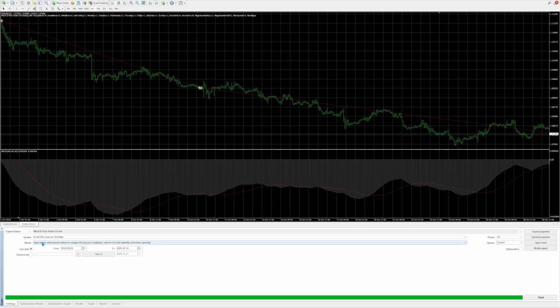For the testing model, when we're running a backtest or optimization with this EA, we can use open prices only. It's a lot faster this way. I did code the EA to do the calculations for the MACD and the price action patterns using open prices. However, you will want to switch to every tick testing just to fine tune the settings once you've come across a good combination of settings.